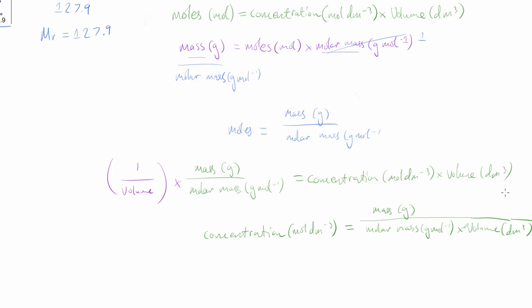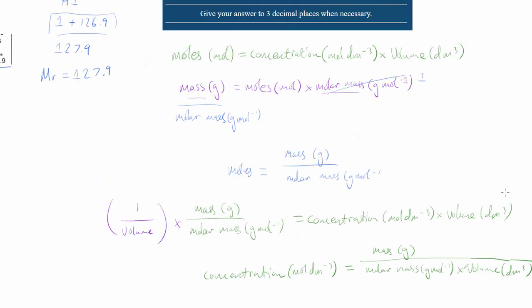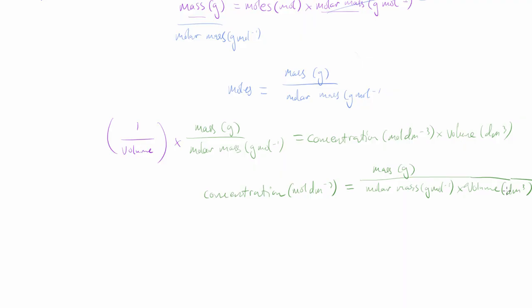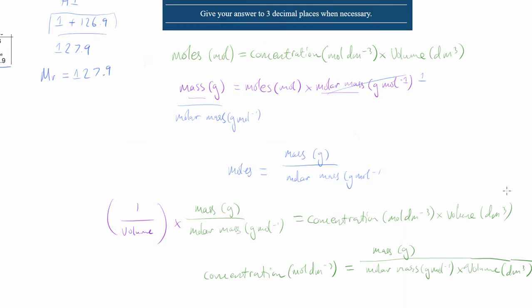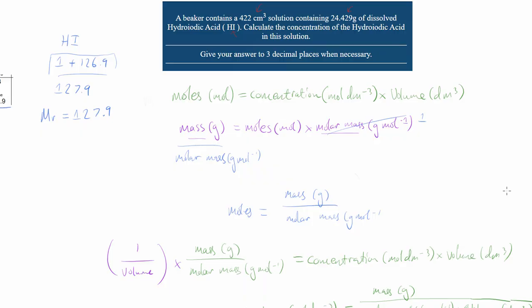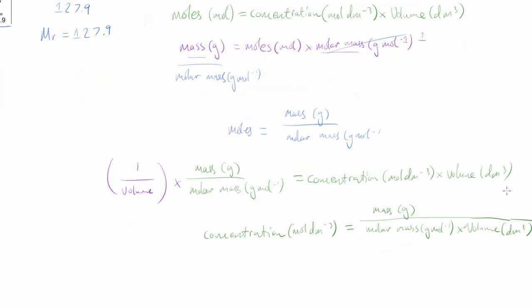Okay, so here's the issue. We've got this quite straightforward equation that lets us work out the concentration from the numbers we already have. However, the volume has been presented to us in centimeters cubed. This equation, as you can see, is in decimeters cubed, right? So what we need is some sort of conversion factor so that this relates to a centimeters cubed situation.